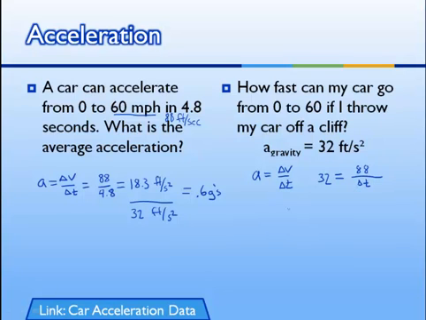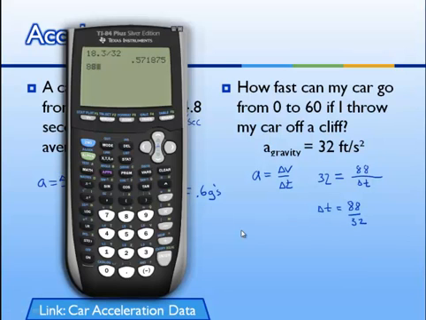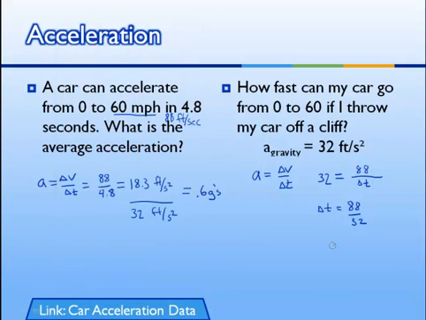So we've seen this trick before. Let's flip-flop delta t and 32. And we'll calculate 88 over 32 and get 2.75 seconds. So unless you start telling me that your car can accelerate from 0 to 60 in less than 2.75, you're not as good as I can do just by driving my Ford Taurus off of a cliff.